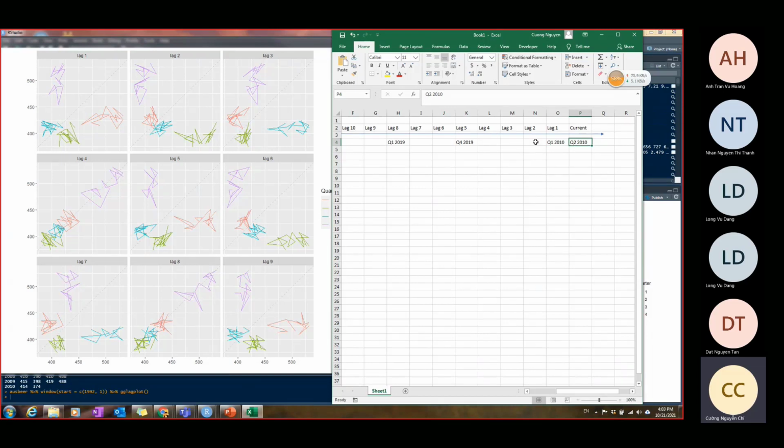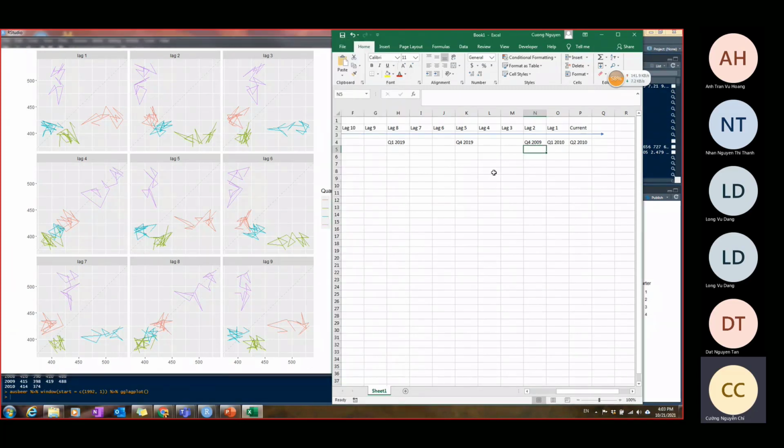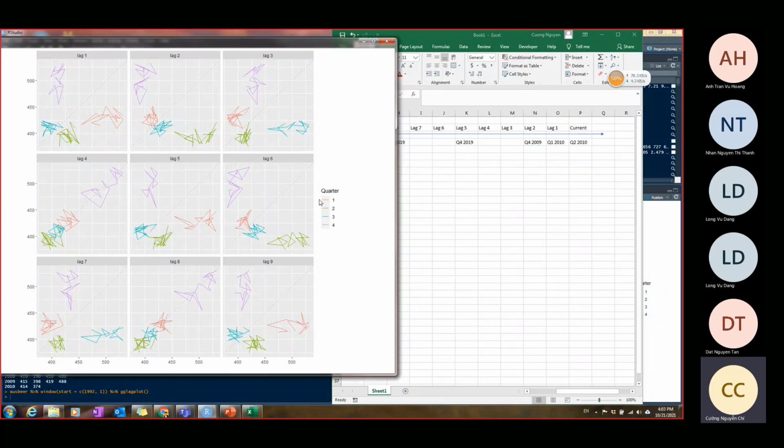Lag 2, that's going to be Q4 of 2009, right? And they don't have a relationship. Lag 3 too, but lag 4, they have a kind of linear positive relationship. And this is the data for quarter 1, quarter 2, quarter 3. So that means even for quarter 1, the first quarters are related to each other.